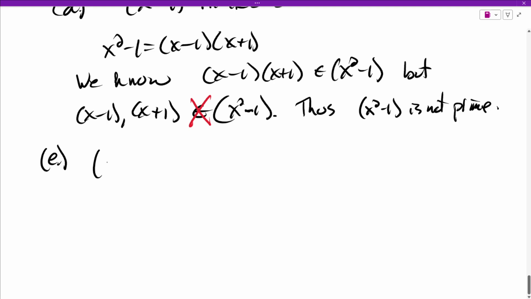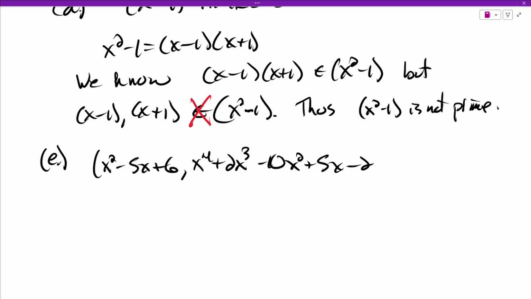We're going to look at the ideal generated by x squared minus 5x plus 6, x to the 4th plus 2x cubed minus 10x squared plus 5x minus 2 in R adjoin x. I want to do this just to highlight something. So this is polynomials over a field. R is a field. So we have a PID. And we have two elements generating an ideal in a PID. But it's a PID. So this ideal is principal. It's principally generated by something.